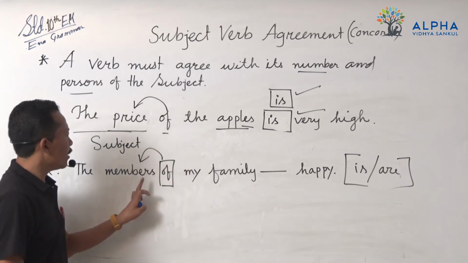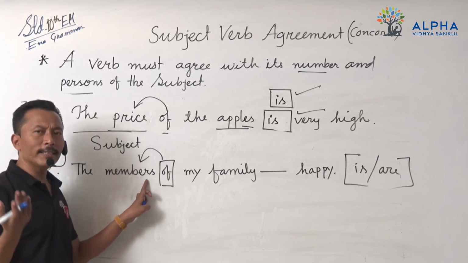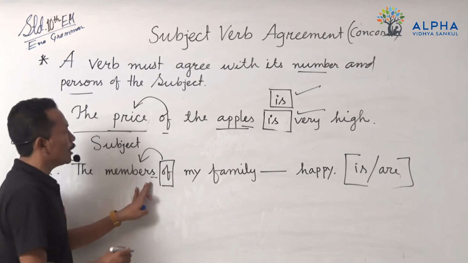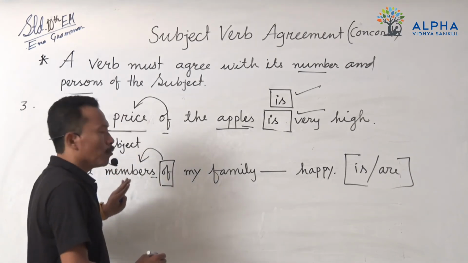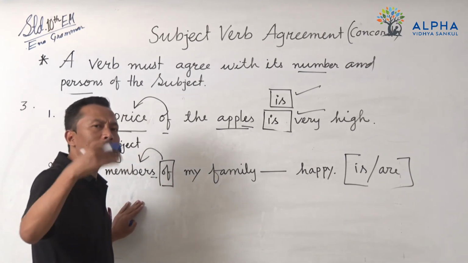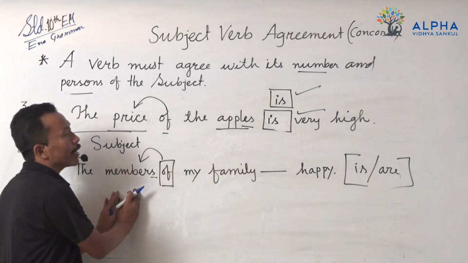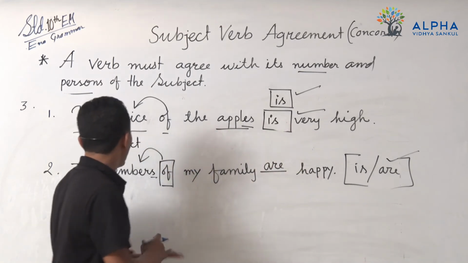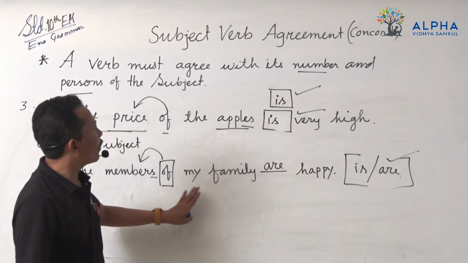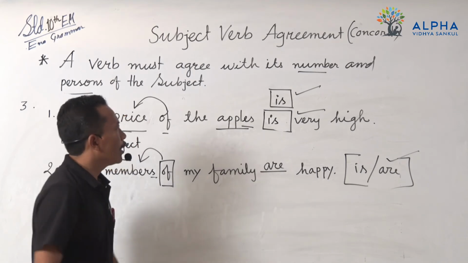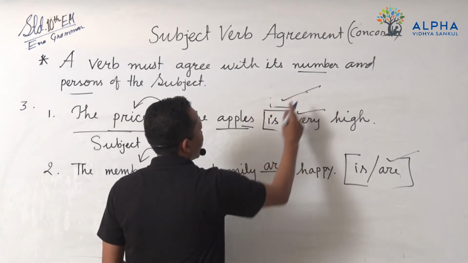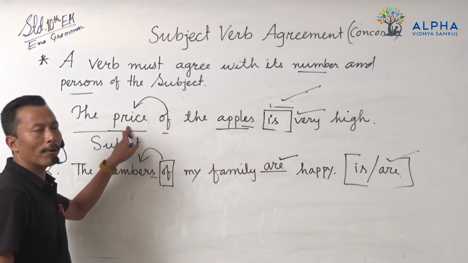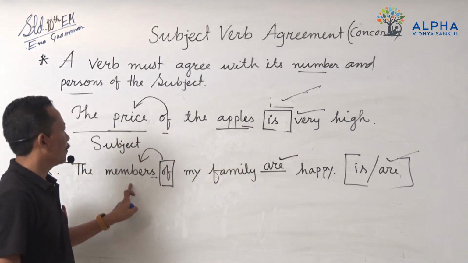So you know that here, members, the members, what is this number, singular or plural? You know that the members here has an s. This is plural. That is why the singular subject takes a singular verb. The plural subject takes what? A plural verb. Now you know, the members of my family are happy. Here is, and here is are, because the subject is just before the of. Okay, the real subject is here.